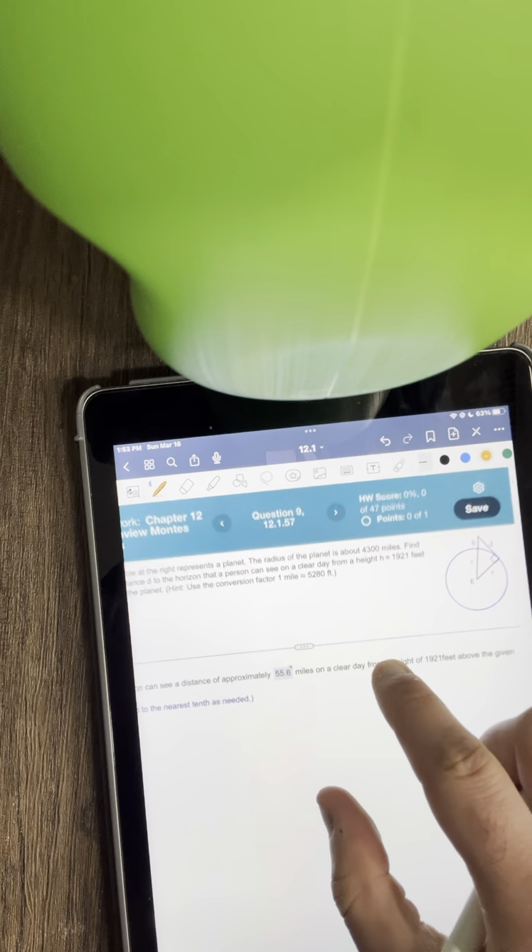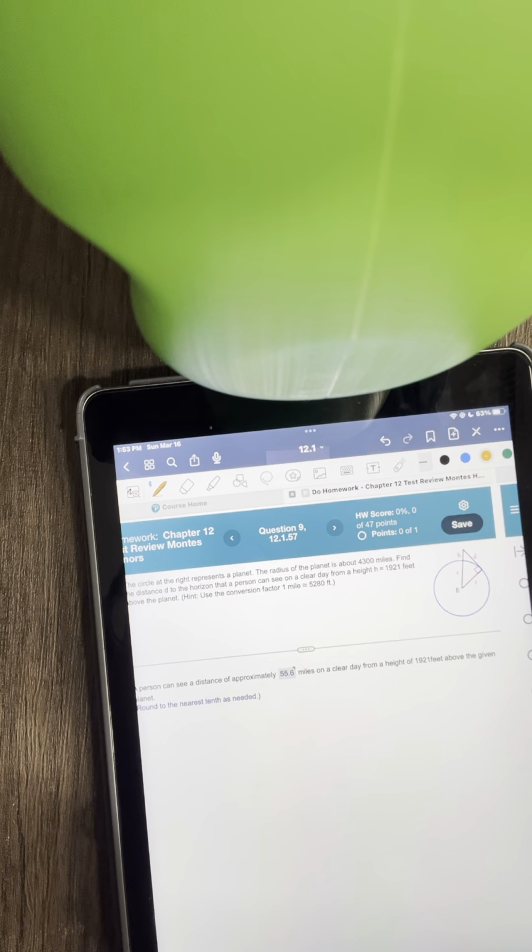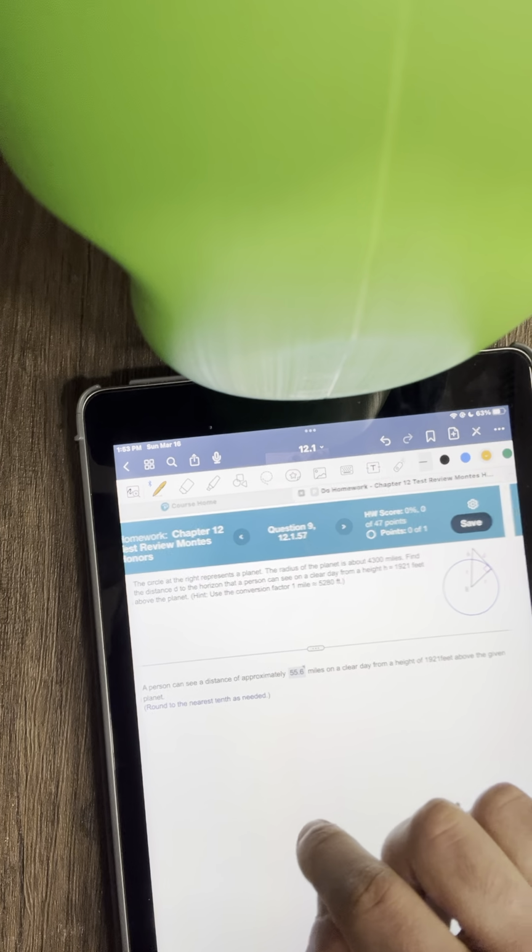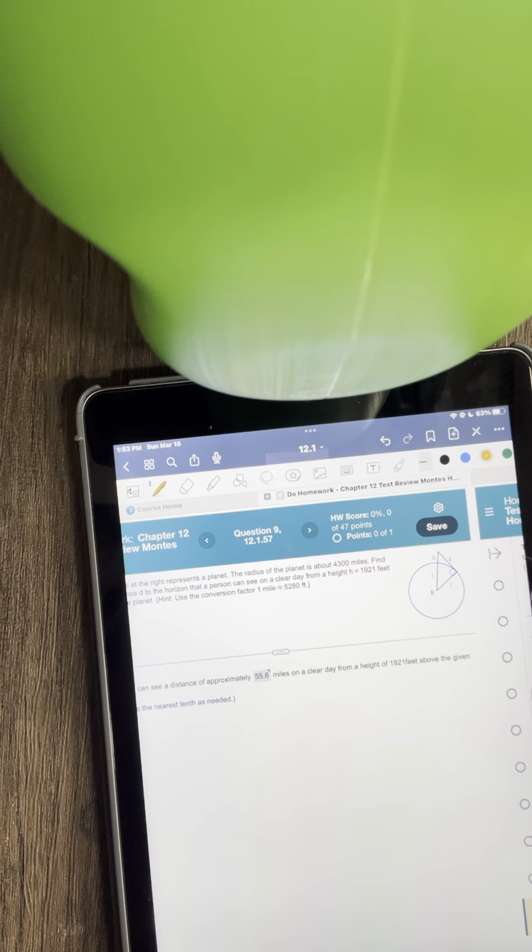So what's this? Okay, the circle at the right represents the planet. The radius of the planet is about 5,300 miles, okay?